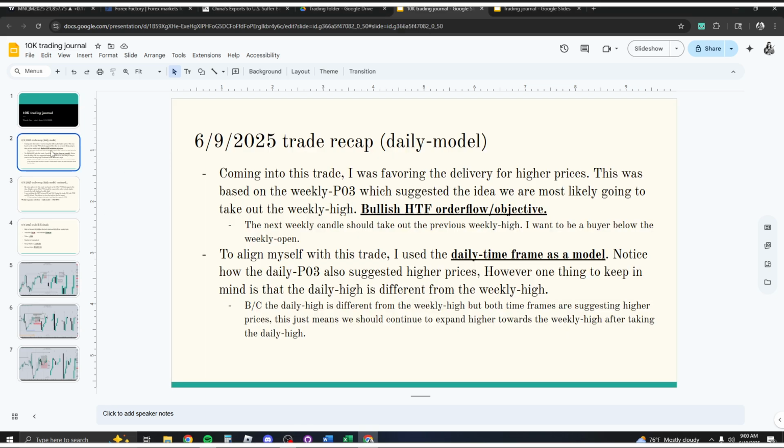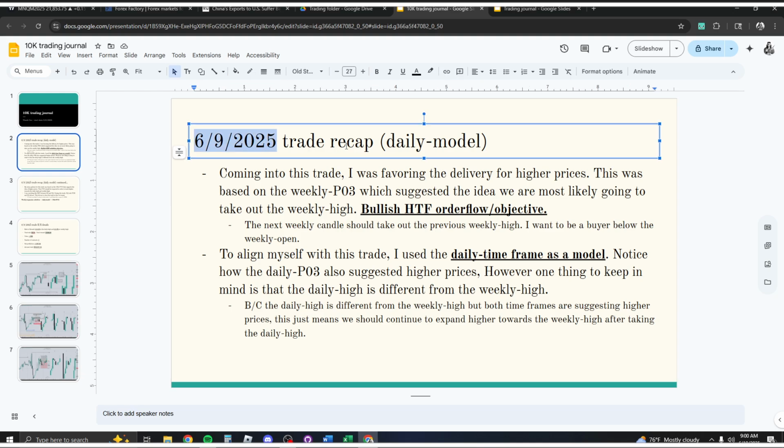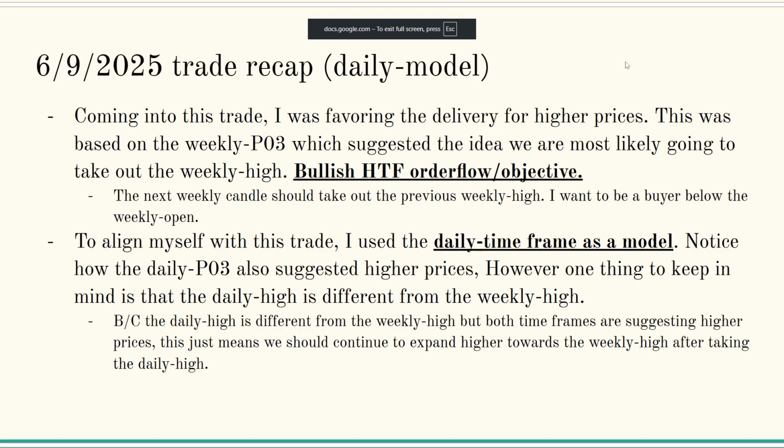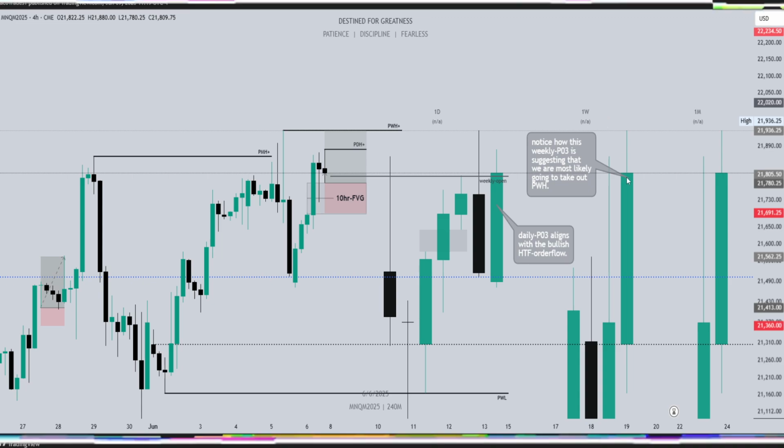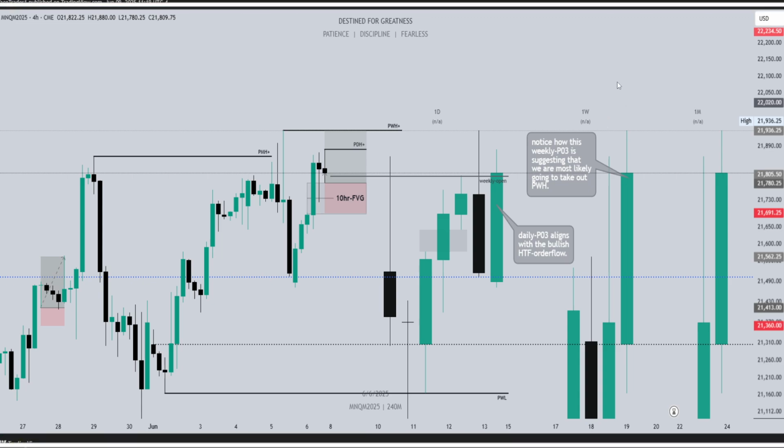Today I'll be recapping the very first setup for the month of June. The very first trade here. And to dive right in, the first thing that I do want to mention for this trade is that it is based off of the weekly higher time frame objective, and the way that I aligned myself with the bullish weekly order flow is on the daily time frame, and my entry pattern is on the 10-hour fair value gap.